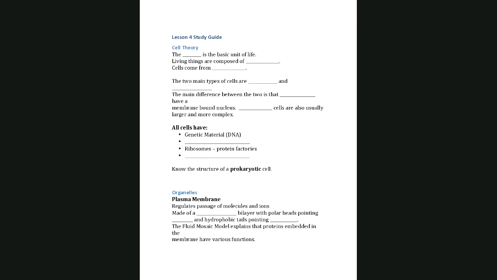So first of all, let's talk about the cell theory. There's basically three things about the cell theory that we need to know. The first one is the cell is the basic unit of life. In other words, the cell is the smallest division we can get where we still consider something alive. And all living things are made of cells. That's why we don't consider viruses living, because viruses are too small. They don't have any cells. And the last part of the cell theory is that cells come from other cells.